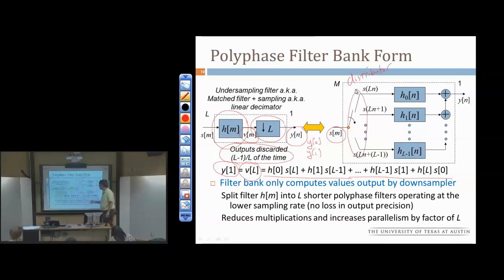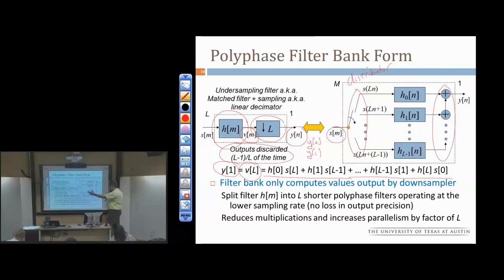So I distribute the signal, so S0 goes up here, S1 goes here, all the way down. I send it through a bank of polyphase filters. And because I have the distributor here, all I'm going to do is add up all the outputs of the polyphase filters, and that's my answer. So again, I'm running the filters at the lower rate, not the higher rate.